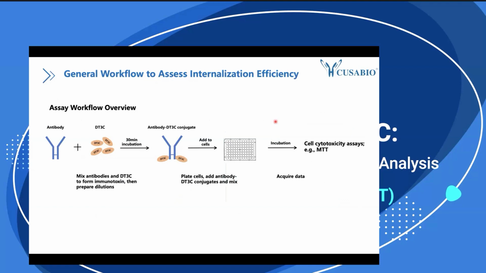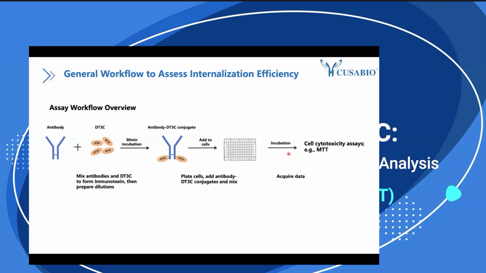To make sure that you have a better understanding of how DT3C works, here I put a very general overview of the workflow, showing how you use DT3C to assess the internalization efficiency. Pretty simple. You prepare the antibody and you prepare the DT3C, and briefly mix them together. After a 30-minute incubation between antibody and DT3C, at either room temperature or 37 degrees, choose either one, you will get the immunotoxin formed. Then you can prepare the dilutions. The next step is to prepare the cells that you want to test, place them in a 96-well plate, and add the antibody and DT3C conjugates.